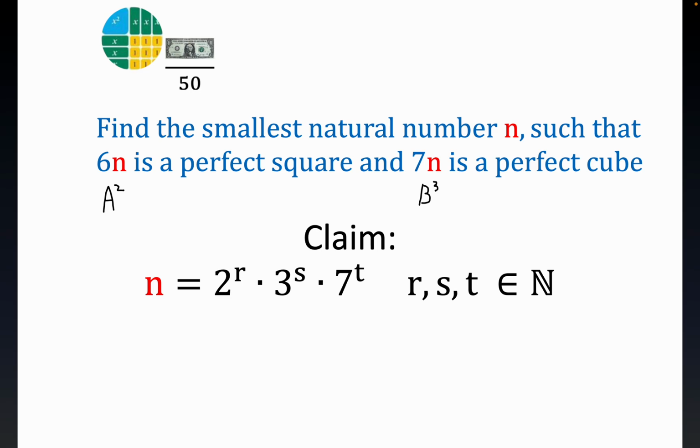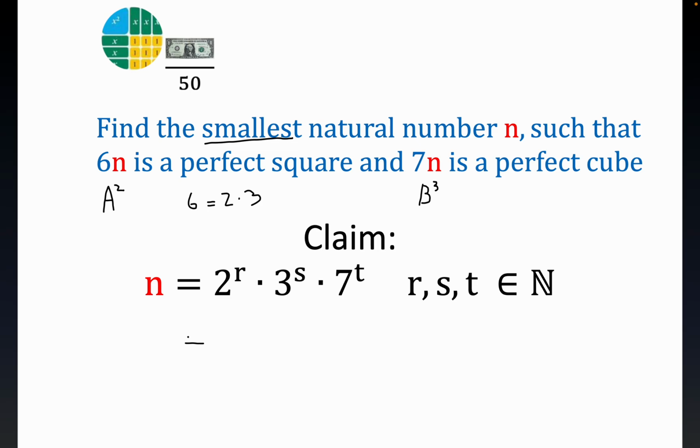Okay. Now notice that 6 trivially is equal to the prime product 2 times 3, right? So that motivates this claim that n has to be in this form. If you had any other prime factors in here other than 2, 3, and 7, n would be bigger. We're looking for the smallest, right? Okay, so let's see, what can we try here?